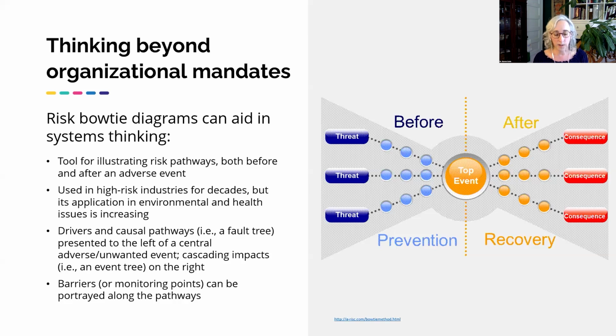And you can identify where on the risk pathways they lie. It can also be used for identifying monitoring points. So if you want to try to map out where your monitoring points are having an effect on the risk, for example, they might be very upstream of the central adverse event, or maybe they're monitoring more after an event has happened.